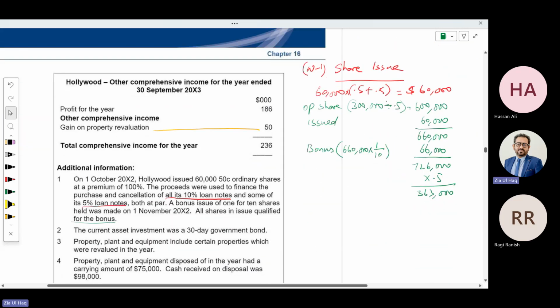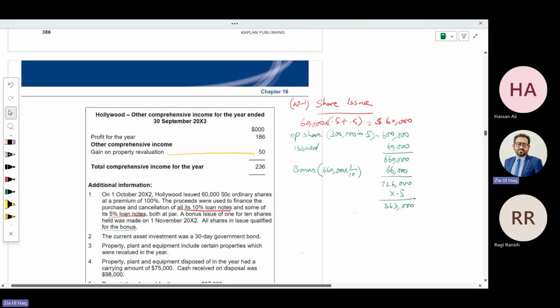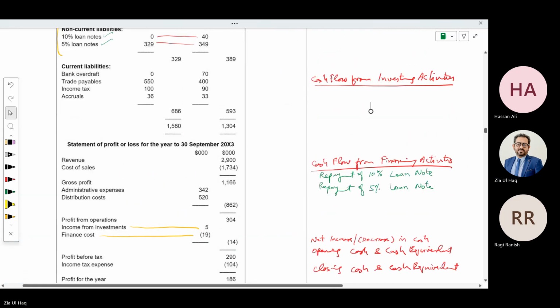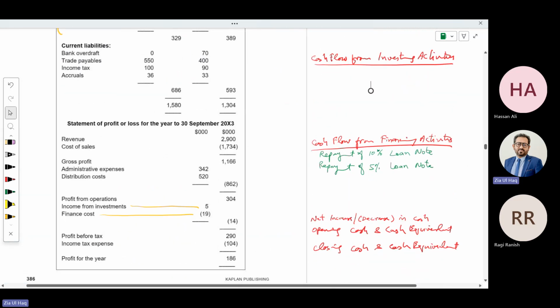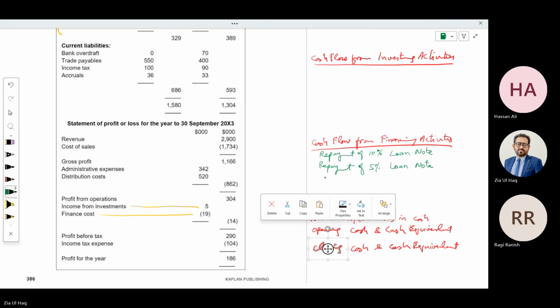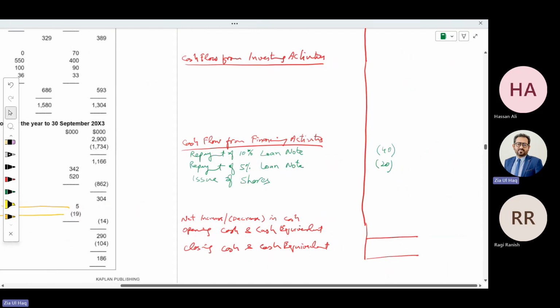Yes. So how much will we record in cash flow relating to issue of shares? From 300, it becomes what? 363. So we'll record issue of shares with how much? 63.